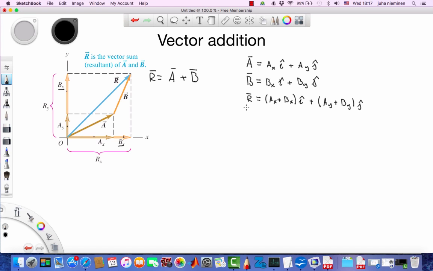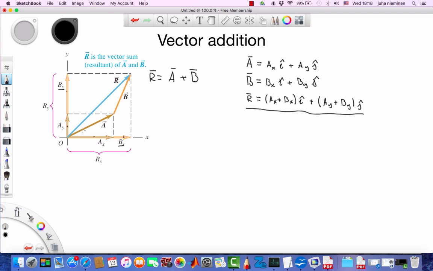Now that we have this general format for two vectors added together, the problem becomes, what are ax and bx, or ay and by, that is the components of these two vectors. If they are not given, they have to be calculated from the magnitude of these both vectors. So for example, what is ax?